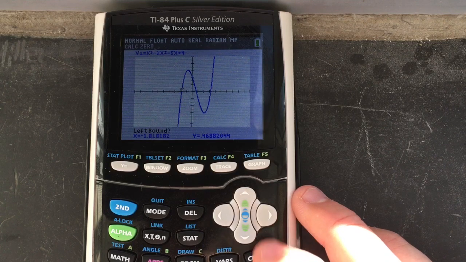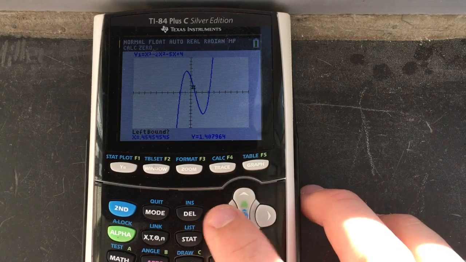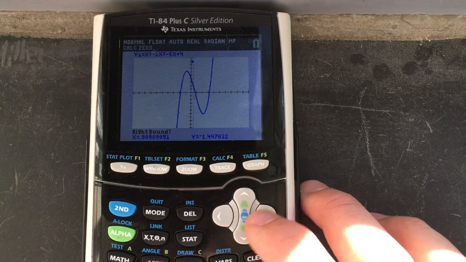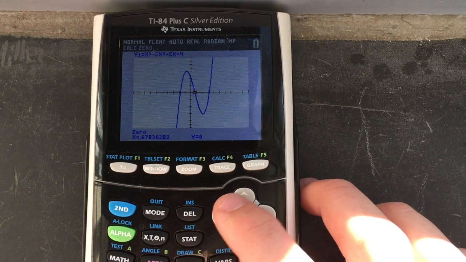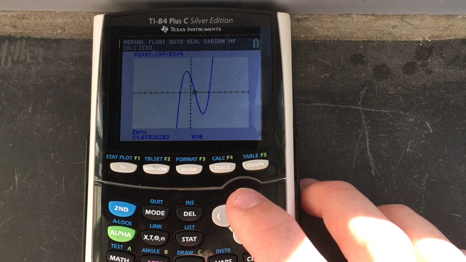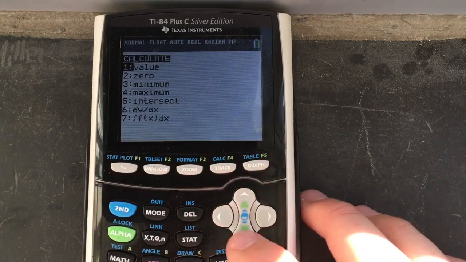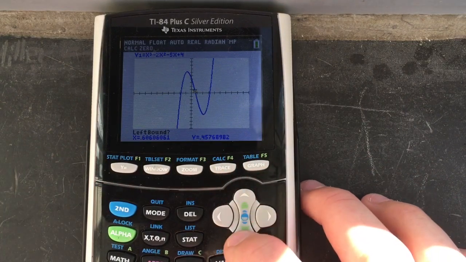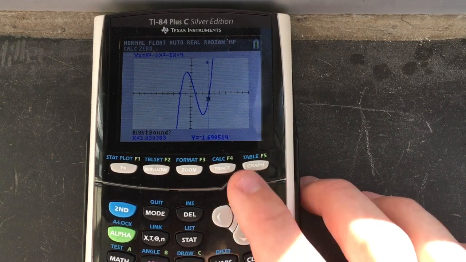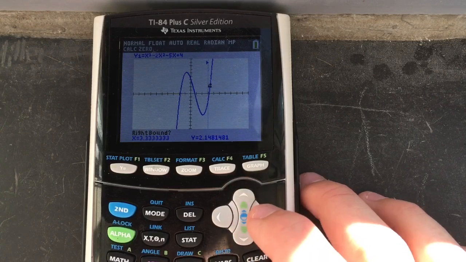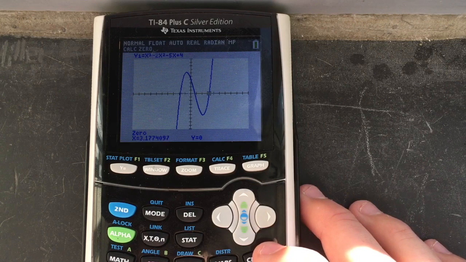To find a second zero, we're going to hit second trace again. Once again, zero, left bound. Go to the left of it, and go to the right of it, and then hit enter when you have guess. And that will give us our second x-intercept, which is 0.678366283. Second trace again, zero, left bound, go to the left of it. We know that it's over here, so we're just going to go to the left of that x-intercept, go to the right of it, and then hit enter. And our third zero is 3.1774.